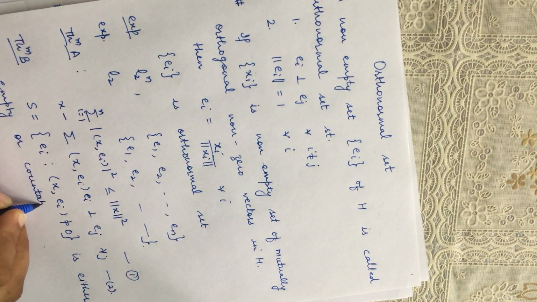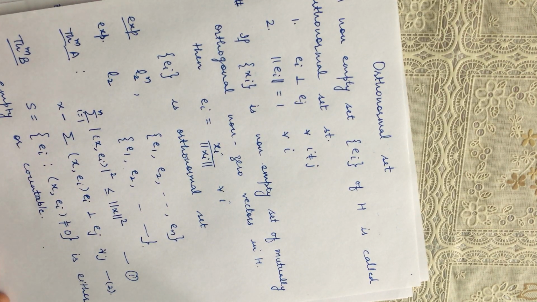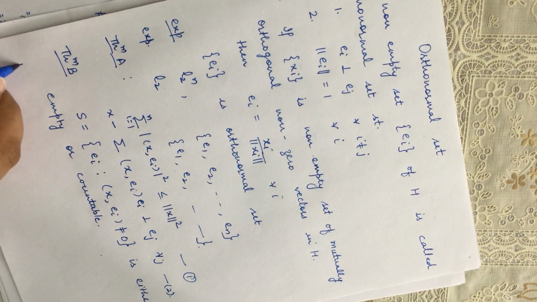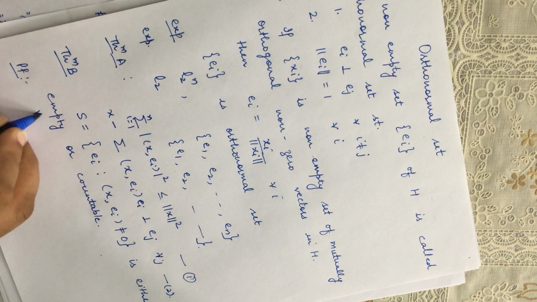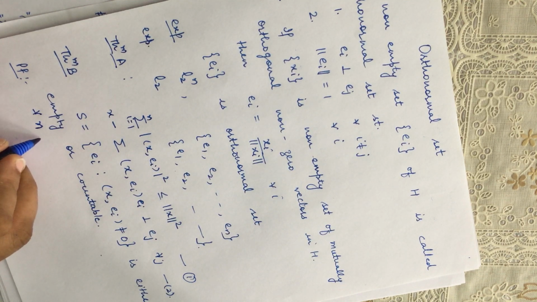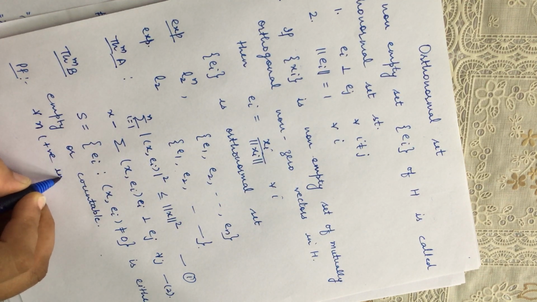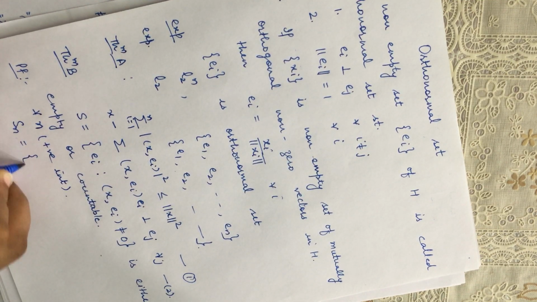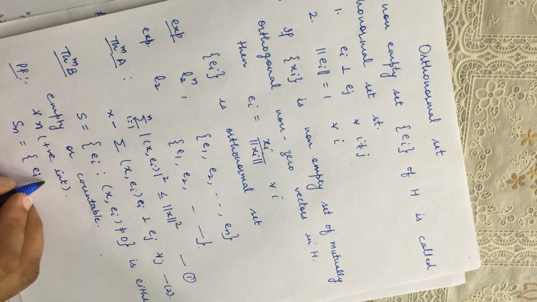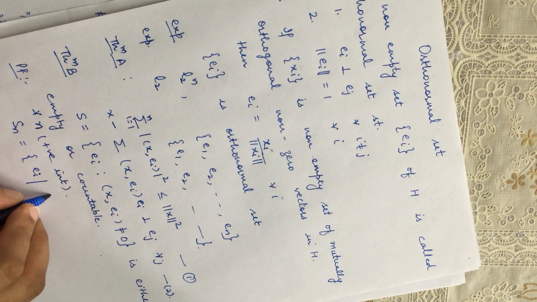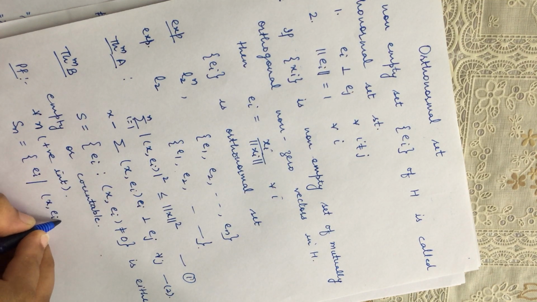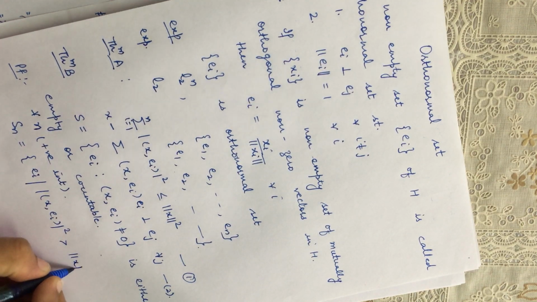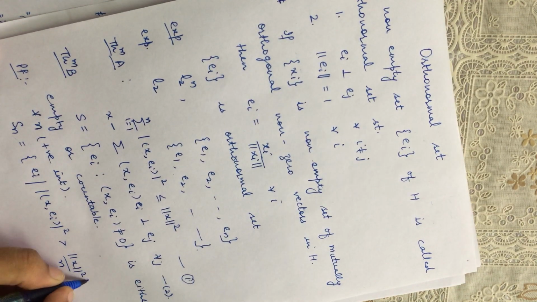This type of set S is either empty or countable. So let us prove this result. For each positive integer n, we consider this set Sn, which is the collection of all the vectors ei for which the square of the modulus of the inner product ⟨x, ei⟩ is greater than norm x square divided by n.